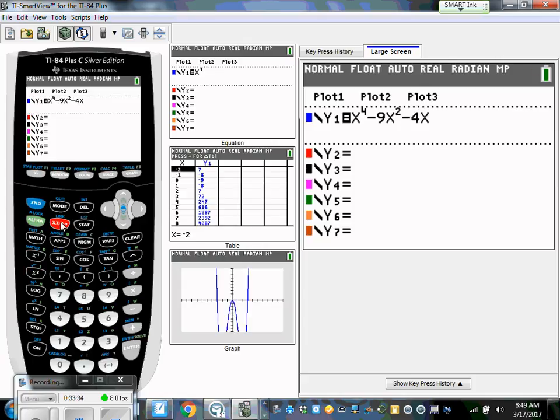Everyone does it at least once in their life. I still do it all the time. Especially because my calculator here is different than my own calculator over on my desk. I have an older version, so mine doesn't act the same way. All right, and then we hit graph.